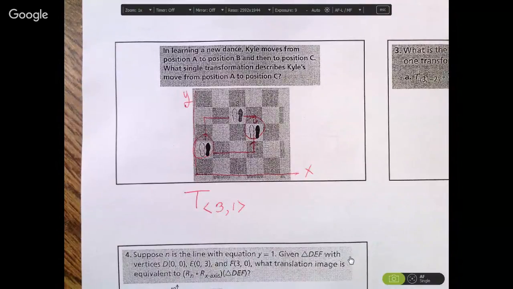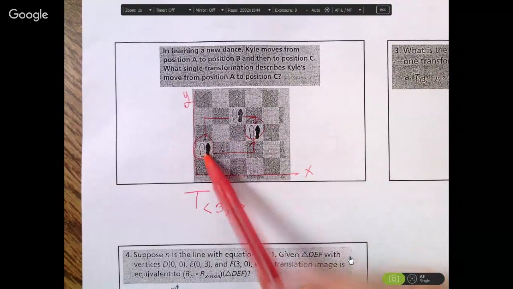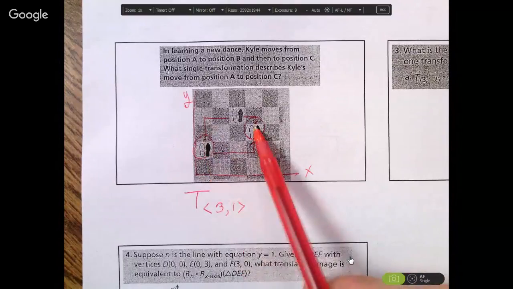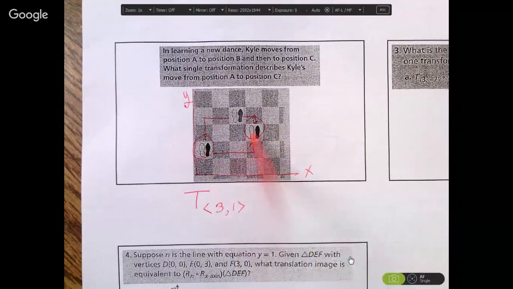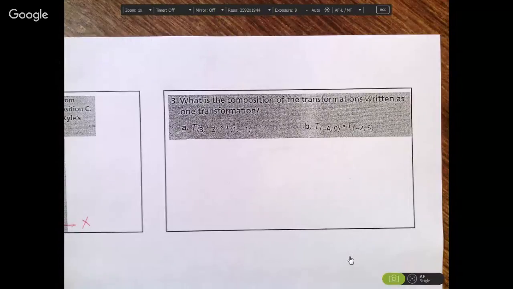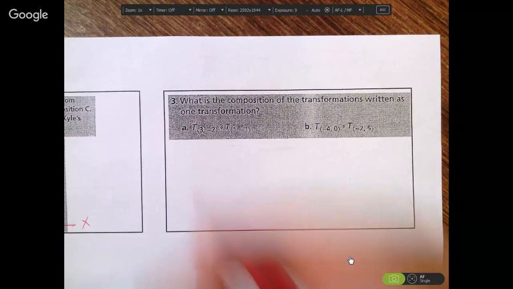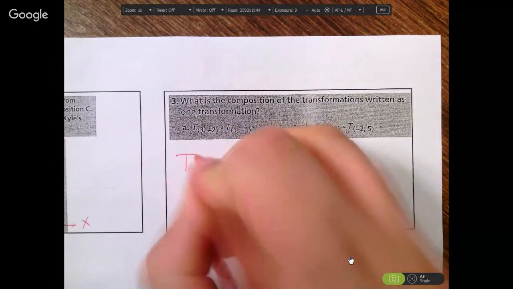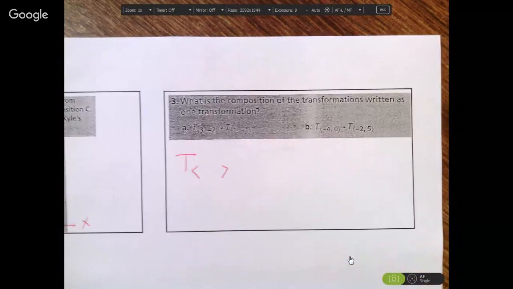Just to point out, in a transformation you're allowed to mix up the order, okay? So if I said move here, or if I said to move here first and then there, that would still get you to the same spot. I think you guys are going to find these really simple. So what is the composition of the transformation written as one transformation? We're just going to rewrite this as one. Someone tell me what you think the X is.